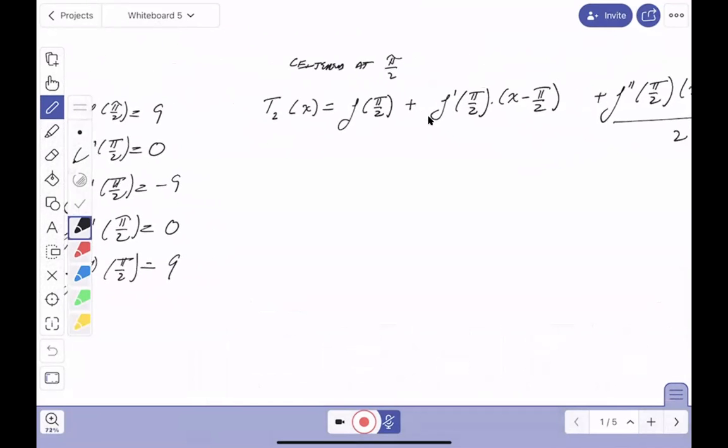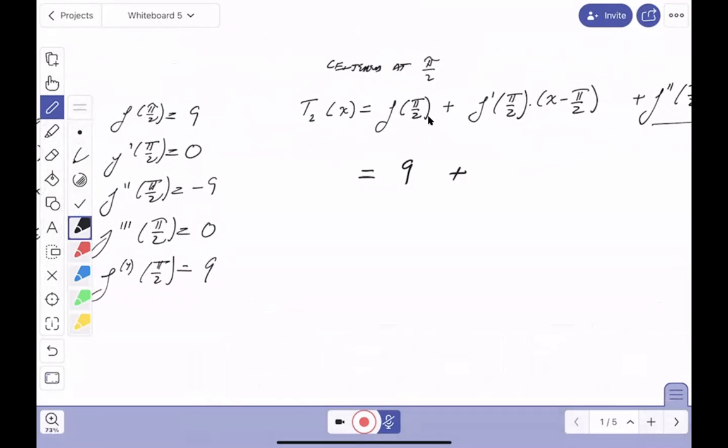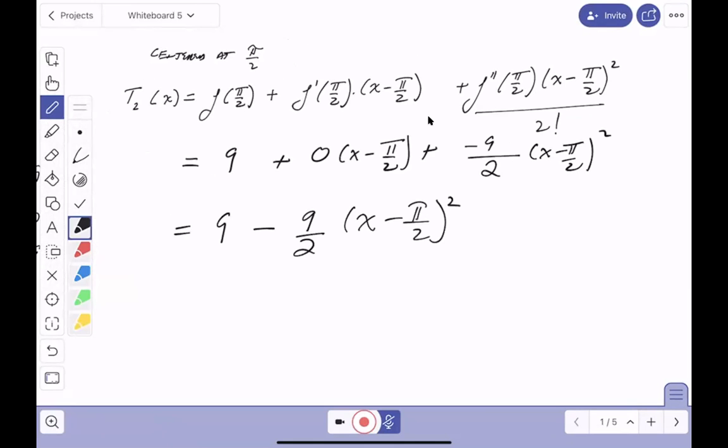And what's f pi over 2? It's 9. What's f prime pi over 2? 0. What's f double prime pi over 2? Minus 9. I'll clean this up in a second. 2 factorial is 2, and x minus pi over 2 squared. So I'm going to write that down. What do you get? 9 minus 9 over 2 times x minus pi over 2 squared. They also asked for T3. And to get T3, all I have to do is add one more term onto this one over here. So I've done the initial work. Let's write this down.